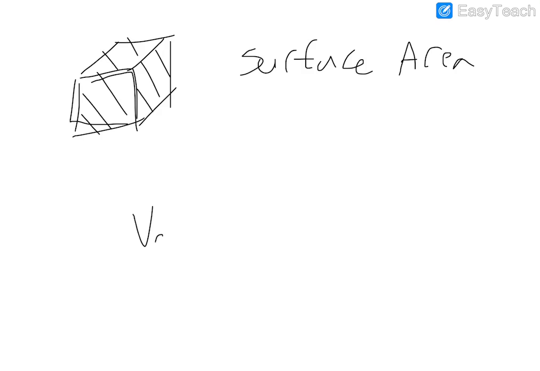And the second one is volume. You've probably heard of it. It's basically the measure of space. Imagine you hollow this out. Volume is the measure of how much water you can pour inside this object.